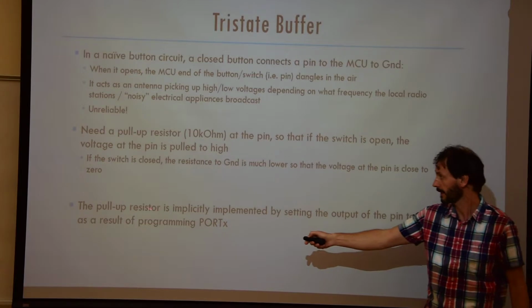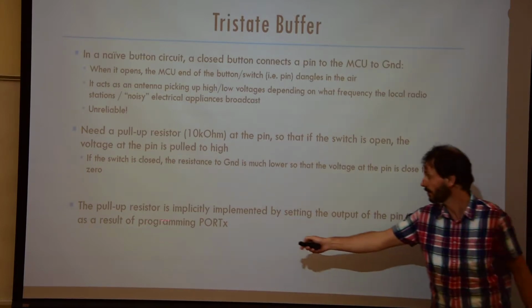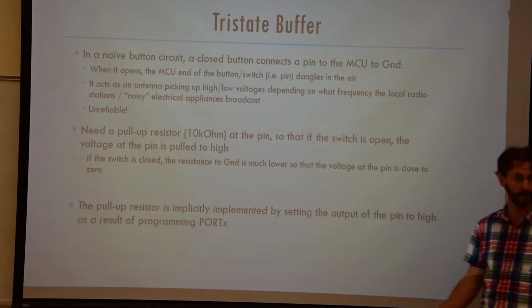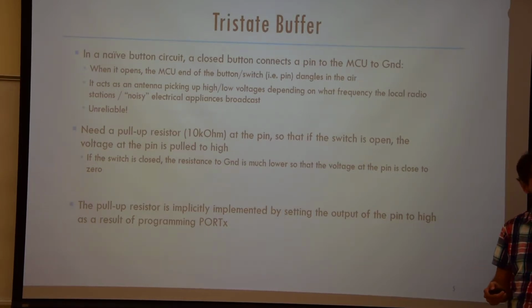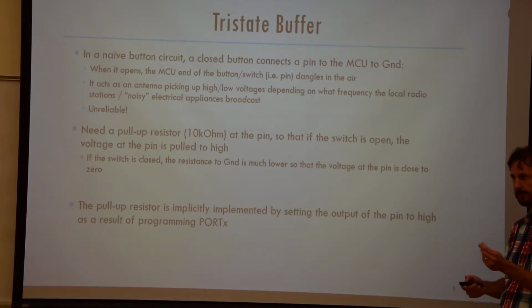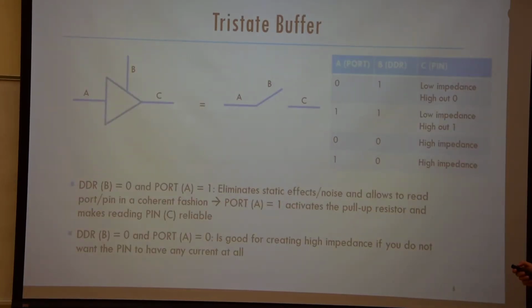Now, implicitly, this pull-up resistor is actually implemented by setting the output of the pin to high as a result of programming the port. So that's kind of interesting. So you can therefore make your input more reliable by, even though you don't use the port because you're not using the pin as an output, setting the port in that particular position to a 1. You make it more reliable.